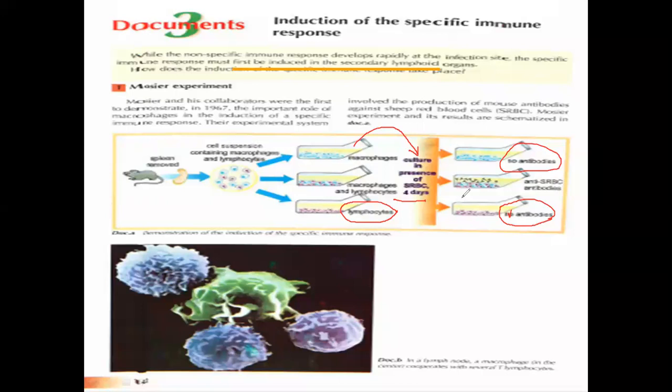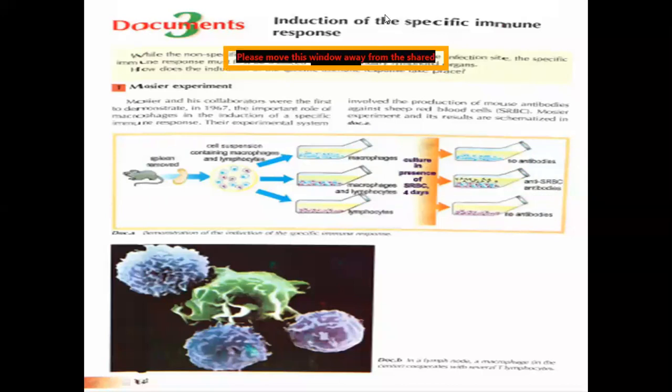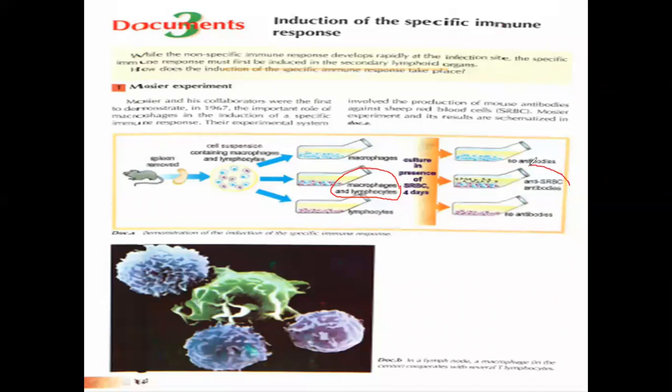However, in the second culture medium, what do we have? In this culture medium, we have macrophages with lymphocytes. So we have anti-sheep red blood cells antibodies. We have a high amount of the anti-sheep red blood cells antibodies. So this can be explained that antibodies are secreted by lymphocytes.